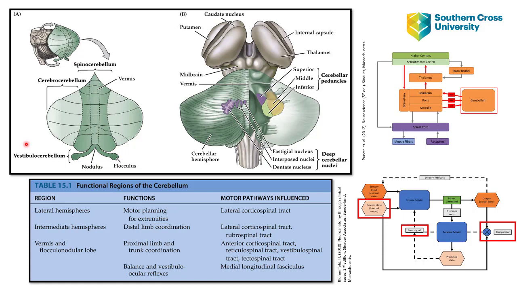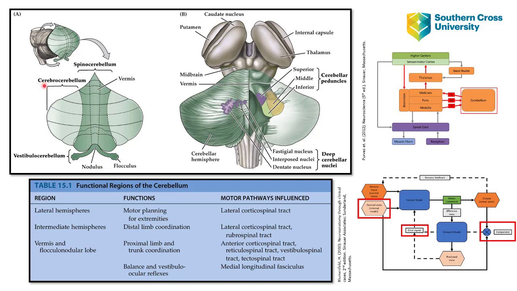So it's a function that coordinates dynamic actions. It's quite a complex system with many parts to it, but what we're going to do here is just really simplify it down. Within the cerebellum, we have three different rough locations.